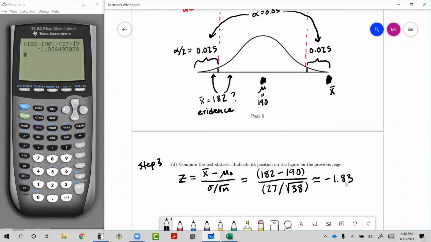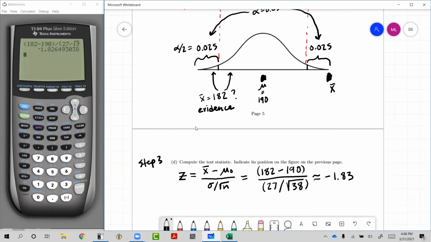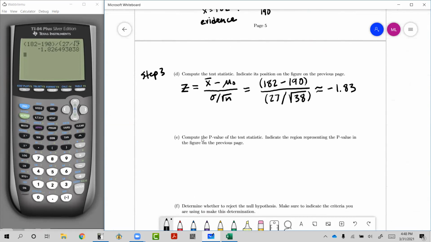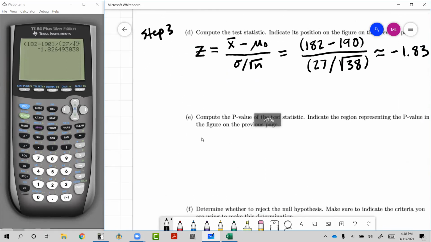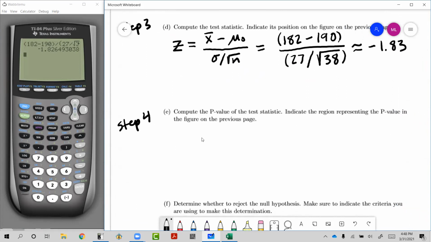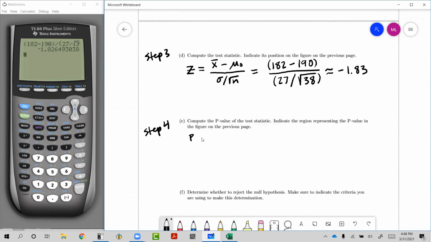The p-value method does the same thing. It allows us to determine if our answer falls here or here, but in this case by comparing 2 areas instead of 2 z-scores. So let's find the area, and that's what the p-value does. So this is step 4 in our normal process, where we compute the p-value. The p-value is basically the area to the extreme of the test statistic.